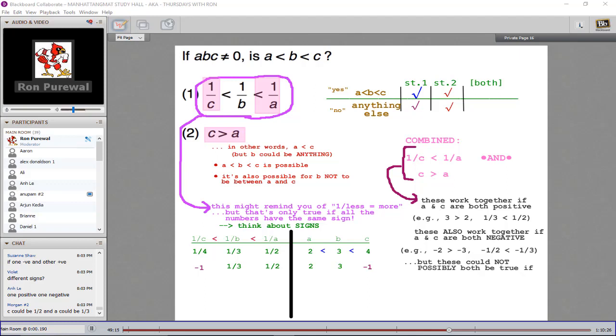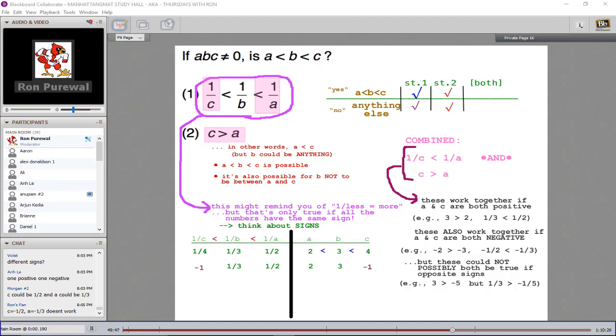If A and C have opposite signs... because, for example, to make C greater than A, you'd have to make C the positive one. So, like, 3 is greater than -5. But 1/3 is also greater than -1/5. So it sure does work.